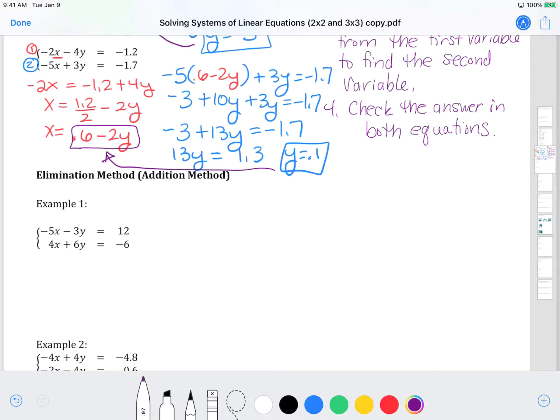So I have 0.6 minus 2 times 0.1. That's going to give me an x that is 0.4. If I write my answer as an ordered pair, it would be 0.4 comma 0.1 because I put my x and then my y. And then of course, if you want to check it, you plug it back into both equations to make sure it works for both, or you can check it on your calculator by graphing both of those lines and making sure that they intersect at the point 0.4, 0.1.